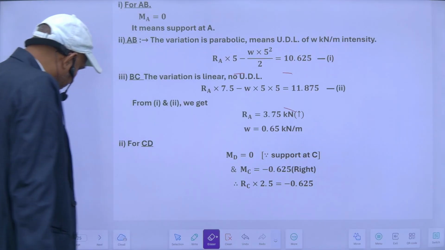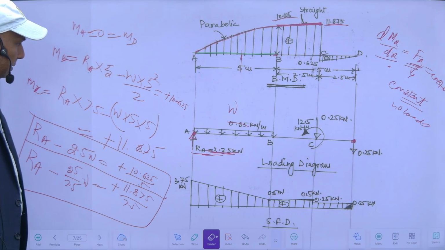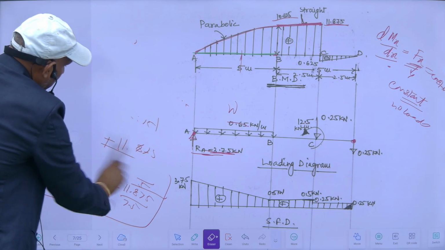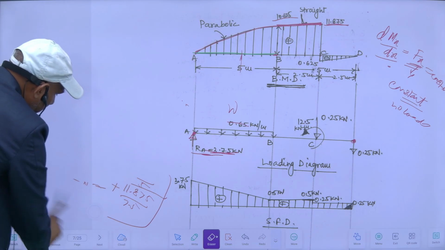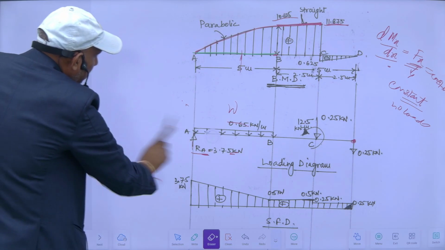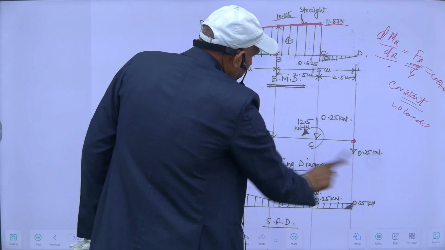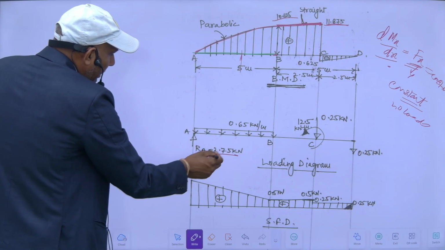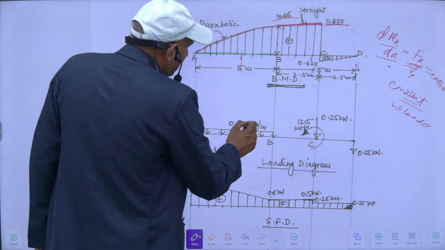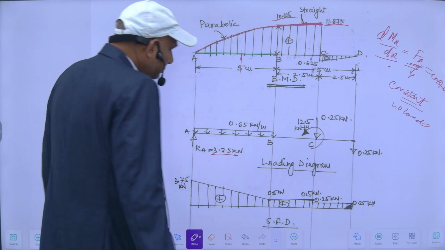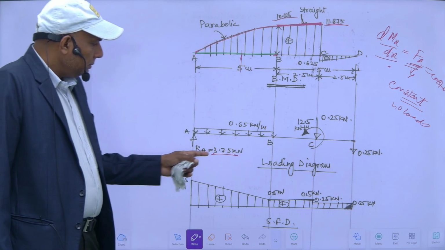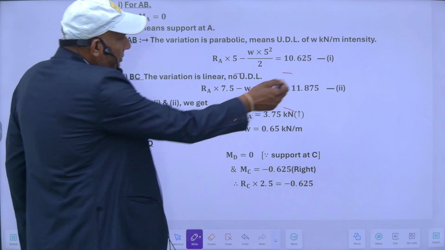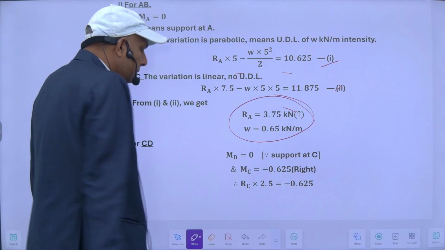So now it means my reaction RA is equal to 3.75 kilonewton, and the load intensity is 0.65 kilonewton per meter. These two values I have received from the two equations.